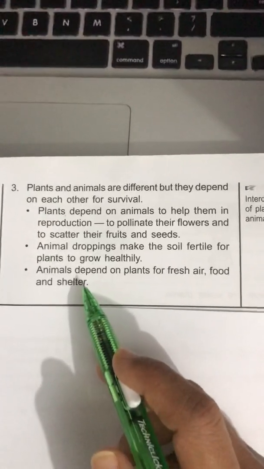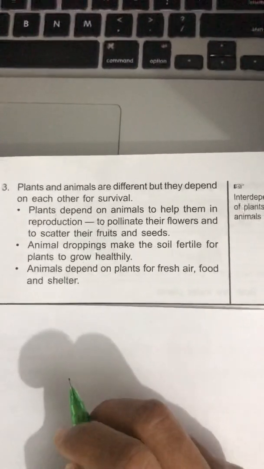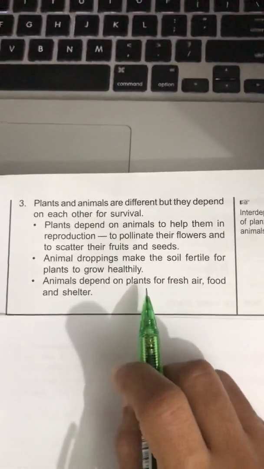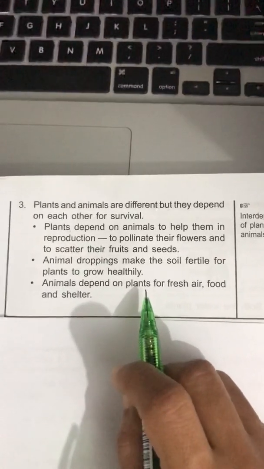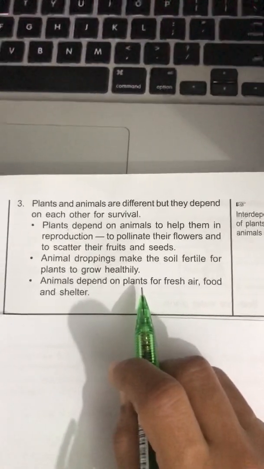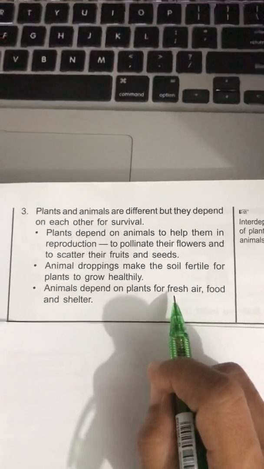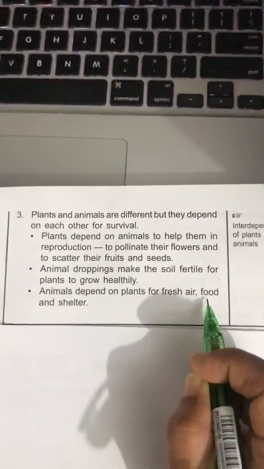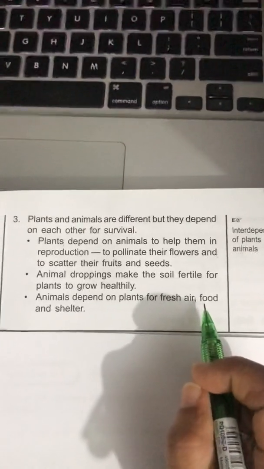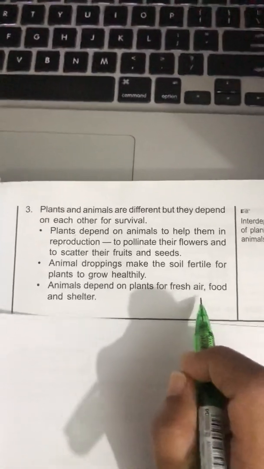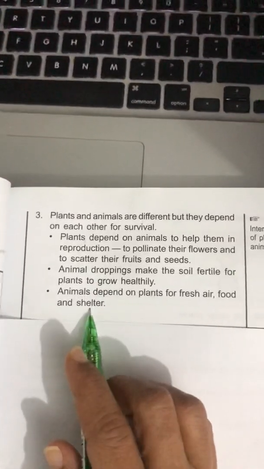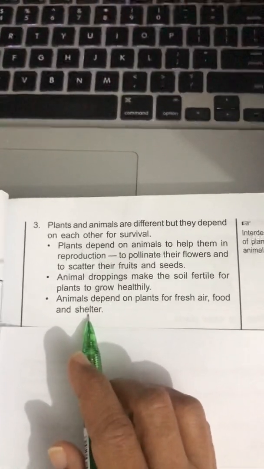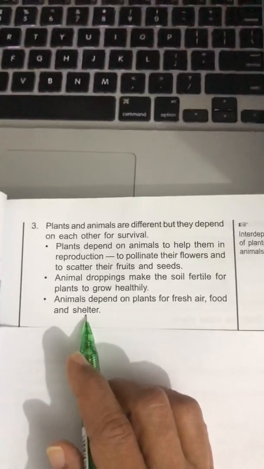The next one is that animals depend on plants for fresh air, food, and shelter. Plants, as you know, give off oxygen and take in carbon dioxide. So here we can say that plants give off fresh air that is needed by animals. They also give food such as fruits or leaves that can be eaten by animals. They also provide shelter for animals. It is protection for the animals, for them to stay, as their home, as their shield, as their shelter.